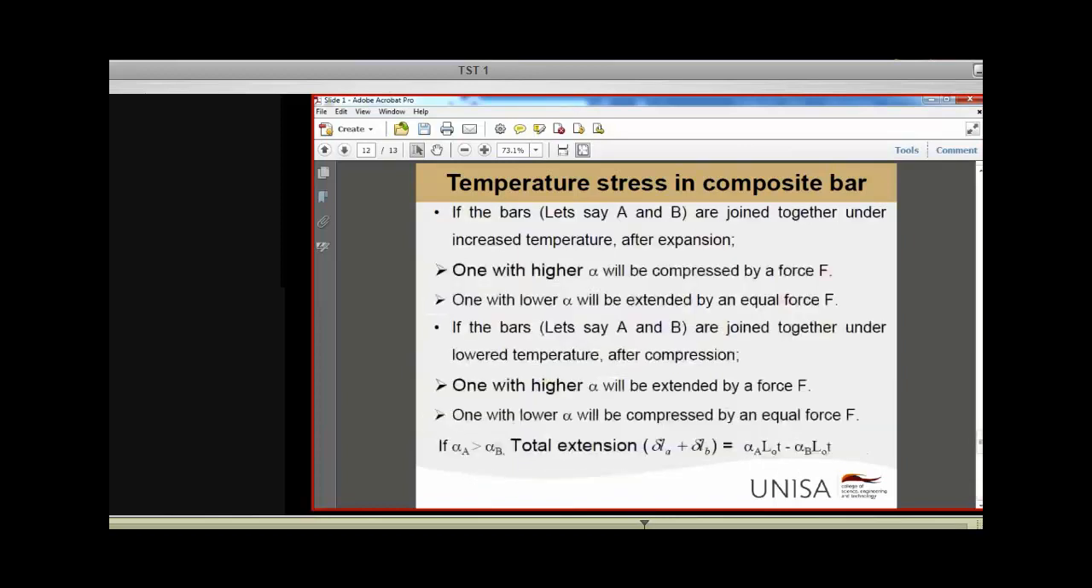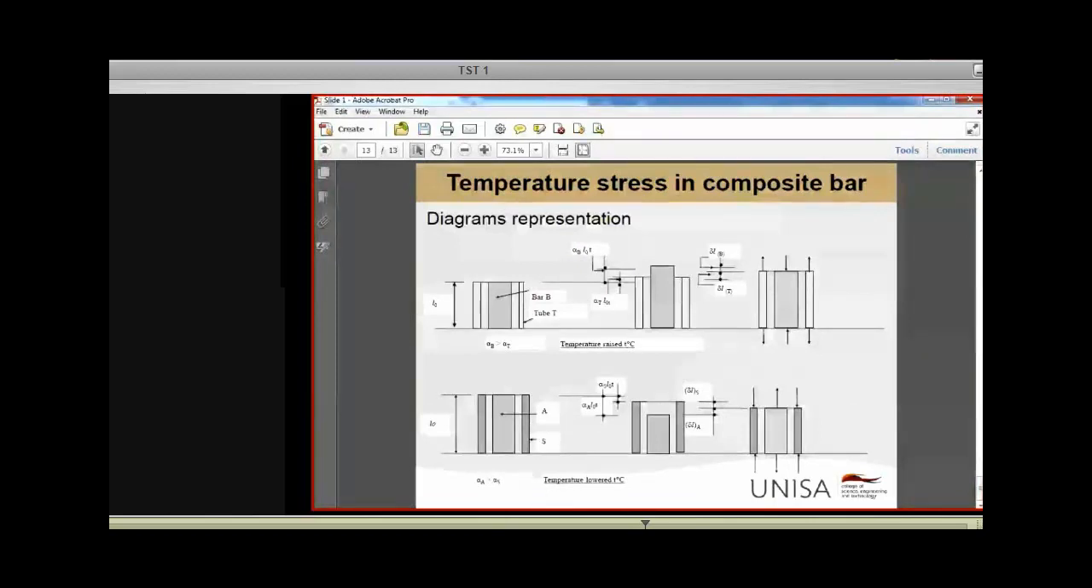But in the case whereby the temperature is lowered, and now in this case we represent the materials to be A and S, such that the coefficient of thermal expansion of material A is greater than the coefficient of thermal expansion of material S. So when the temperature is being lowered, material A tends to decrease more than material S. Both of them decrease, but because of the different coefficient of thermal expansion, material A is being affected more. So it decreases more than material S.